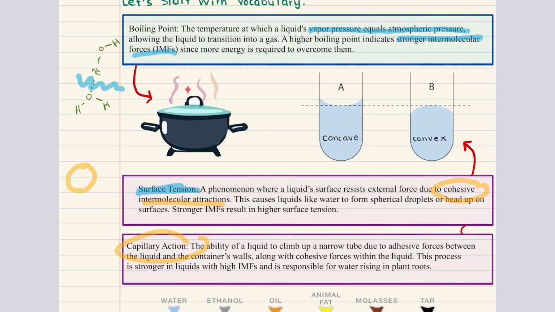This describes the ability of a liquid to travel up a narrow tube against gravity. This process occurs due to adhesive forces, which cause the liquid to stick to the container walls, and cohesive forces, which hold the liquid together. If adhesive forces are stronger than cohesive forces, then the liquid will rise along the tube's wall, creating a concave meniscus that you see right here. If cohesive forces dominate, then the liquid pulls inward, forming a convex meniscus like you observe here.